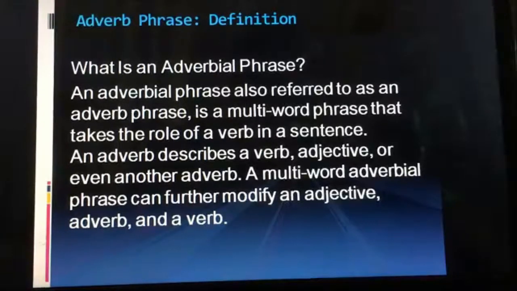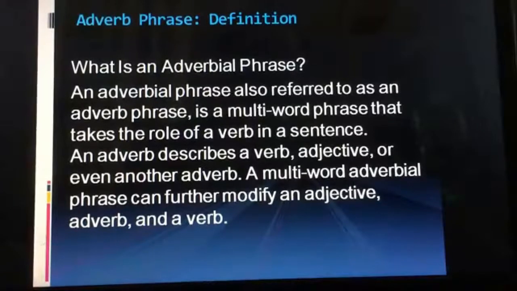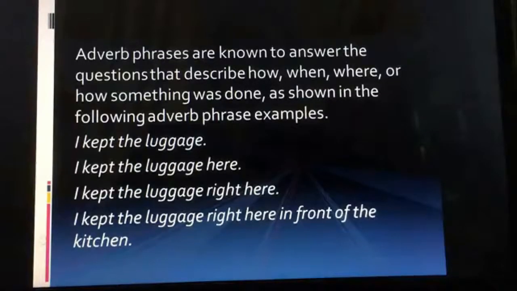As we know, an adverb phrase does the work of an adverb, that means it may include an adverb along with other words like prepositions, nouns, verbs, and modifiers that together will do the work of an adverb. Okay. Now we can see that adverb phrases are known to answer the questions that describe how, when, where, or why something was done. That means it will describe the action, that means the verb. As shown in the following adverb phrase examples, let's look at this.